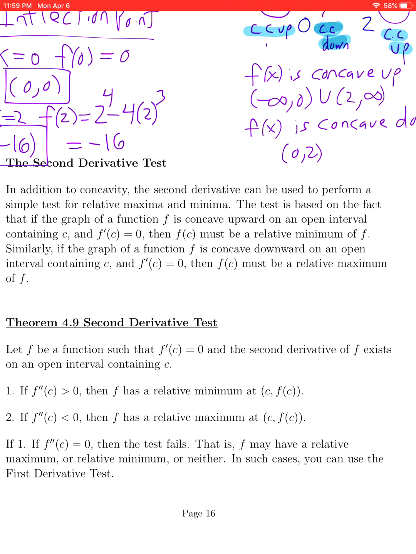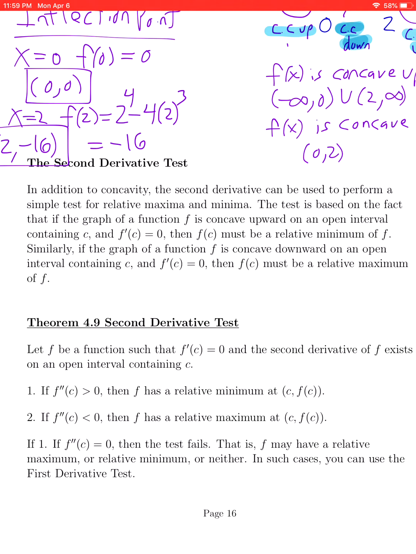The last topic we'll cover in section 4.4 is the second derivative test. This is theorem 4.9. Let f be a function such that f prime of c is equal to 0, and the second derivative of f exists on an open interval containing c. If the second derivative is positive at c, then f has a relative minimum at (c, f of c). If f double prime of c is less than 0, then f has a relative maximum at (c, f of c).